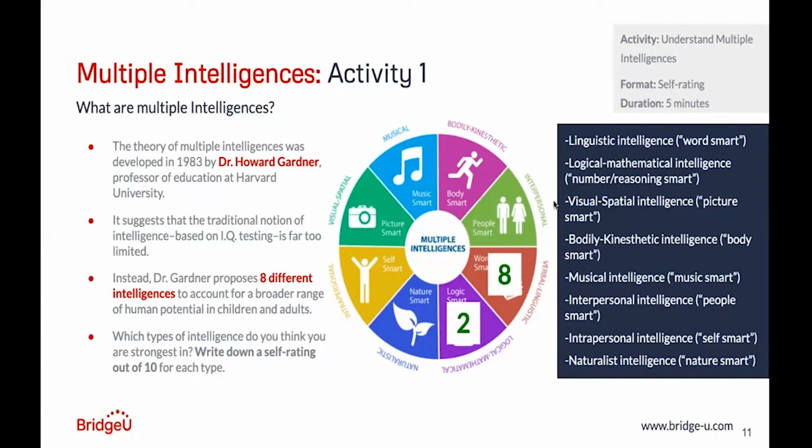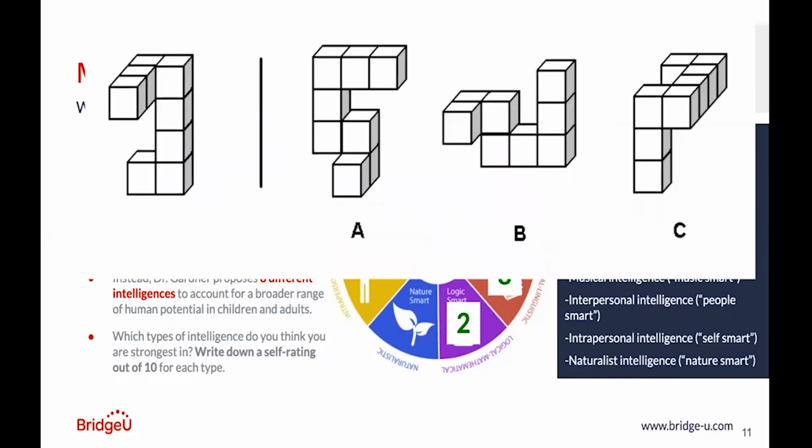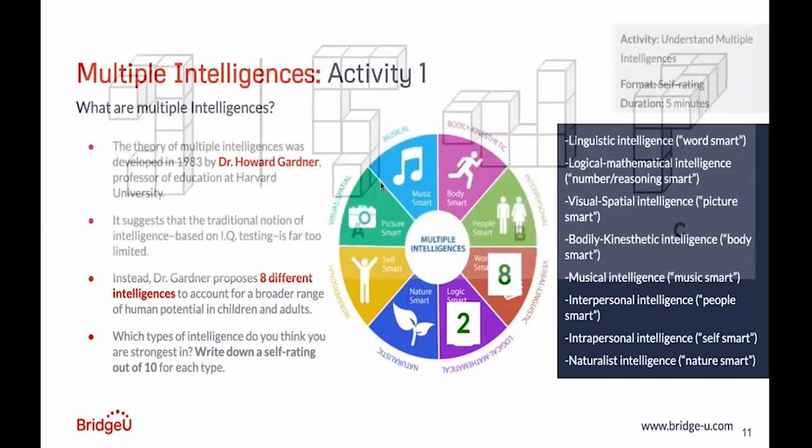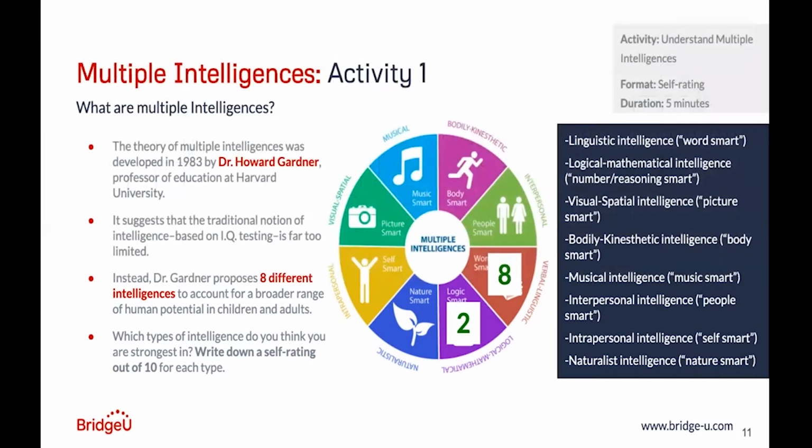Third up is visual spatial intelligence, or being picture smart. If you're able to rotate these puzzle pictures quickly in your mind, then you'll probably score highly here. See if you can tell which rotated shape matches the one on the left. The answer is C. I'm pretty good at these sorts of puzzles and consider myself a visual learner. If there's a picture of something, it really helps me understand it quickly. So I'm going to give myself a 7.